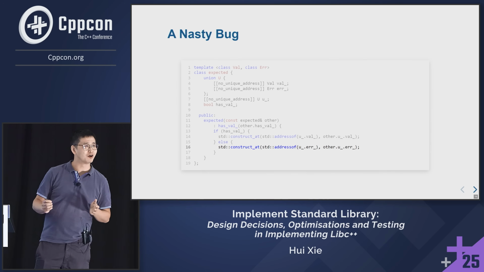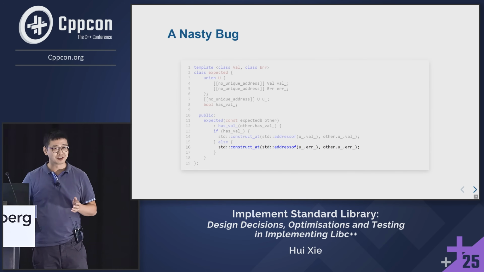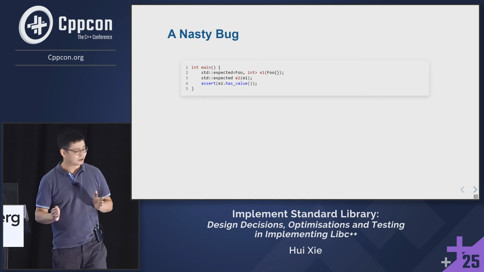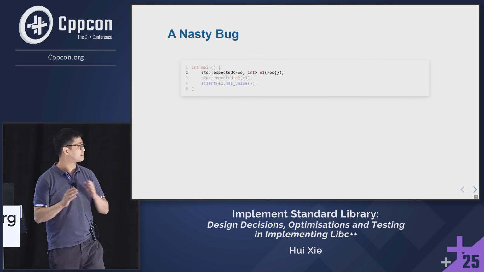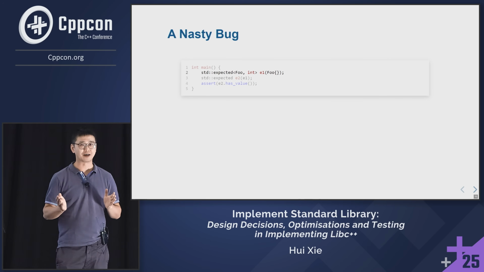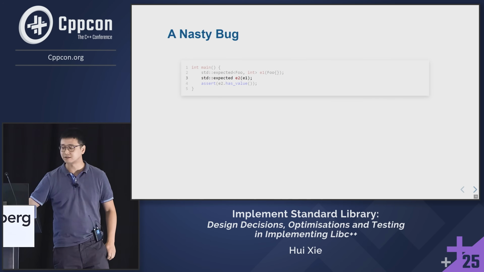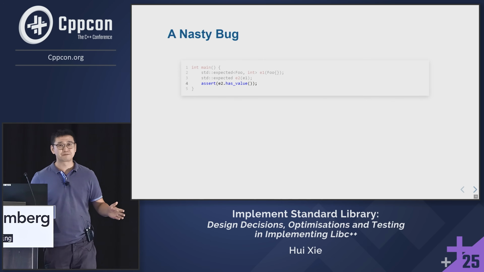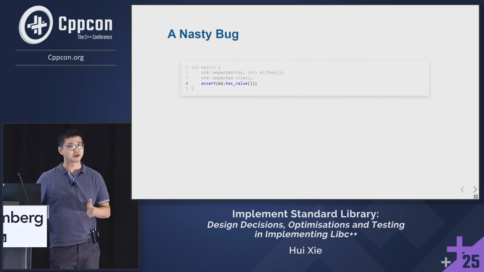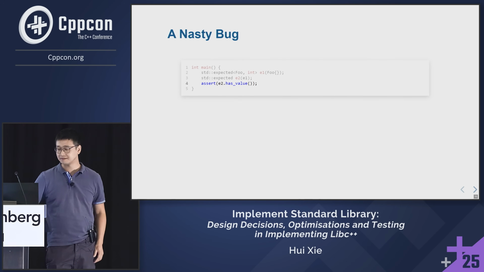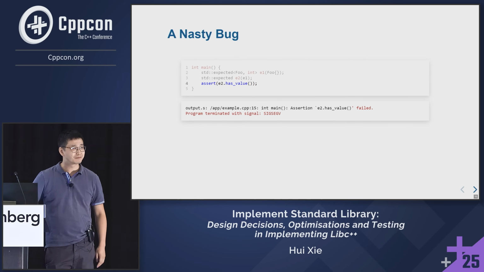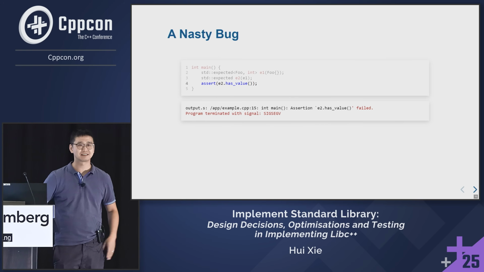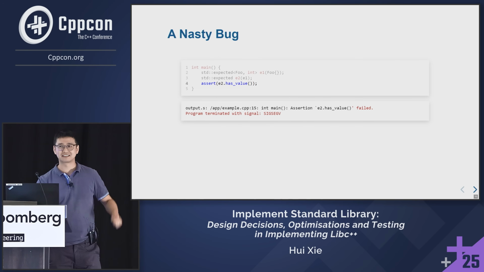However, things are not always simple. I will show you the bug report we have. So this is the user's code. They create an expected with a value foo, right? And they call the copy constructor to create another one. And they check the copy's has_value should be true, which makes sense. However, due to the bug, it's false. So why is that? Any guess?